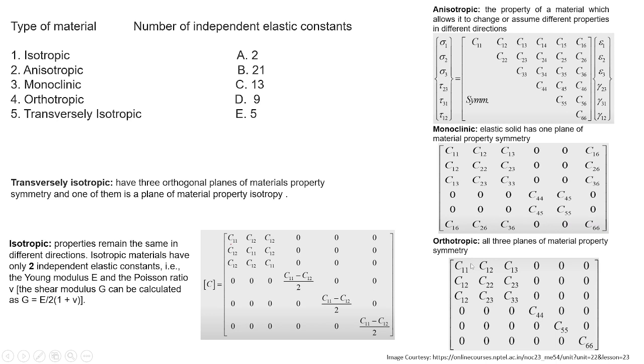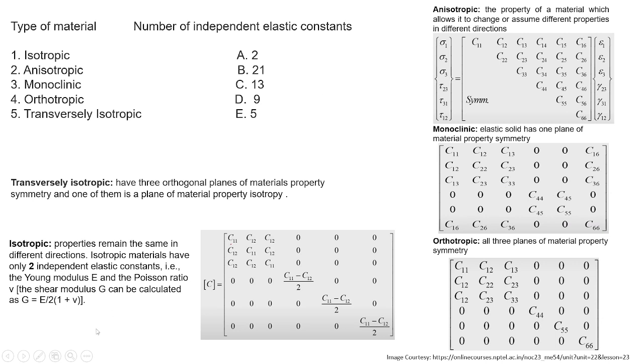That is, it is kind of like orthotropy, but one of the planes is isotropic. That is, it has similar properties in all directions. In that case, in a transversely isotropic material, the number of independent elastic constants is equal to 5. And the last is an isotropic material, which has properties that remain the same in all directions. So it will have only two independent elastic constants, that is the Young's modulus and the Poisson's ratio, and so a total of two independent elastic constants.